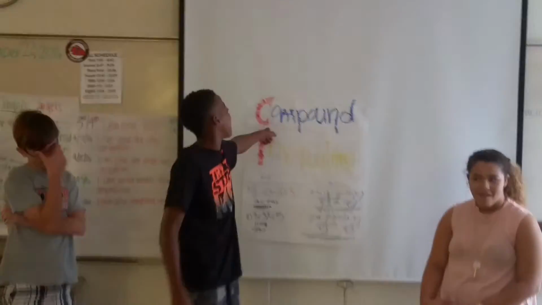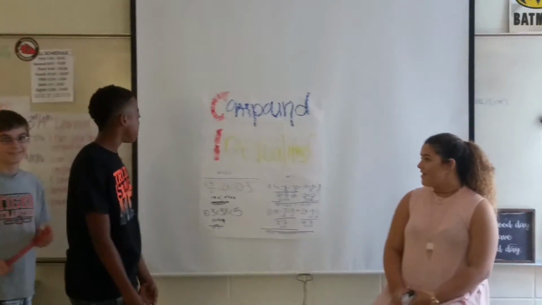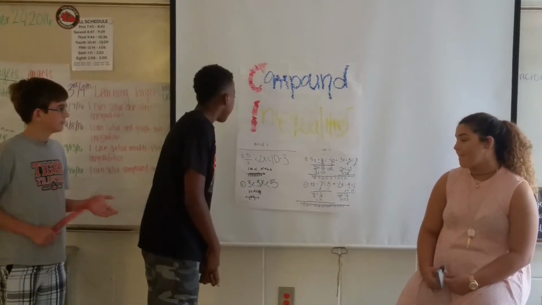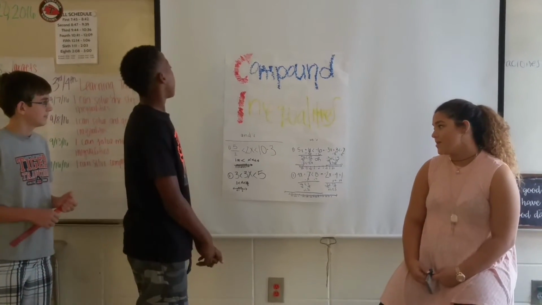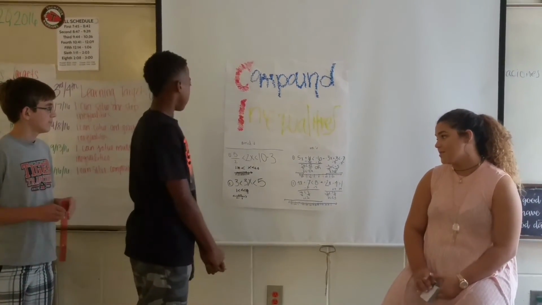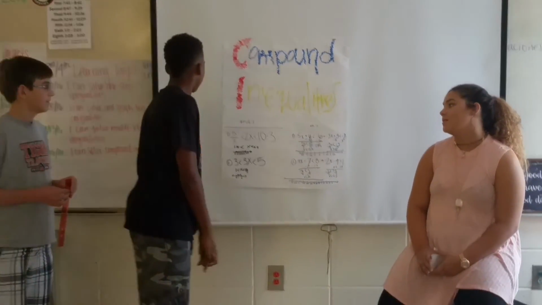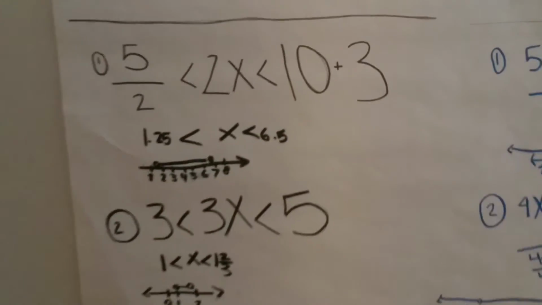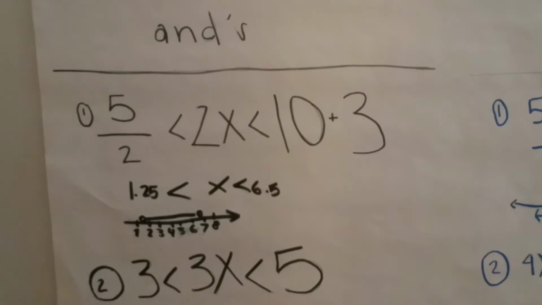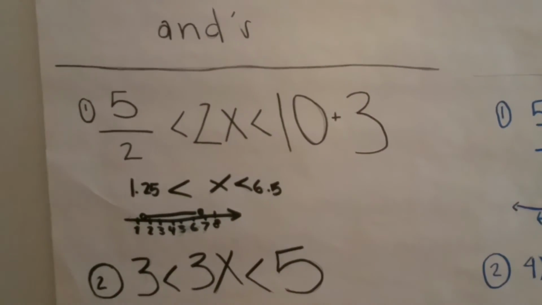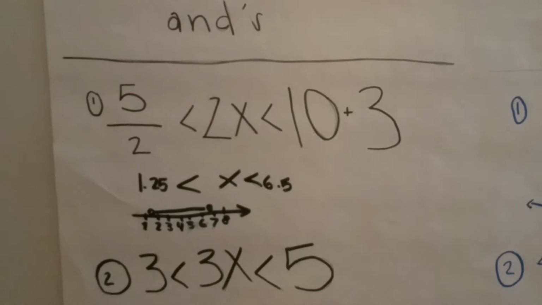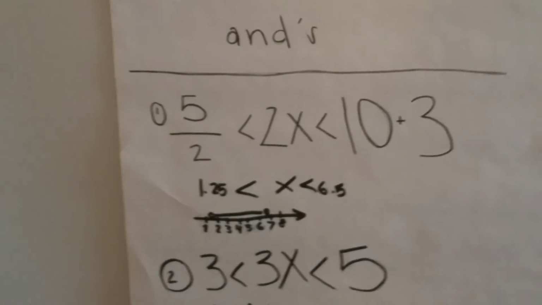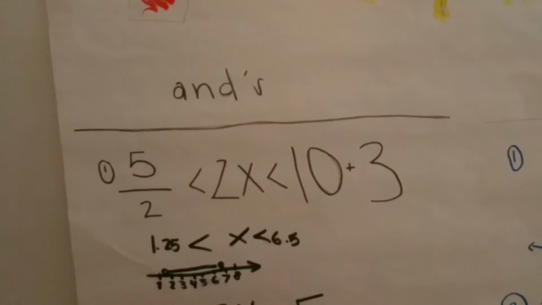Oh my God. Today we did compound inequalities, and for the ands we did 5 divided by 2 is less than 2x, which is less than 10 plus 3. And then we got, hold up. He did it in his head. So how are we gonna explain that? I don't know. You just divide by 2, but not before combining like terms. Yeah, combine like terms there. And then you would end up with x is greater than 1.25 and less than 6.5.